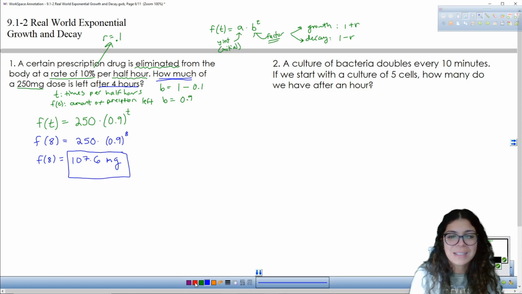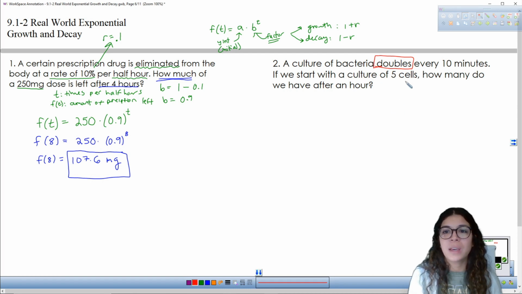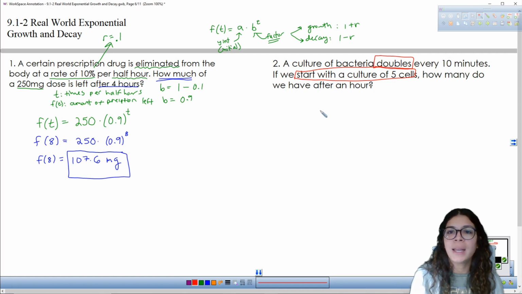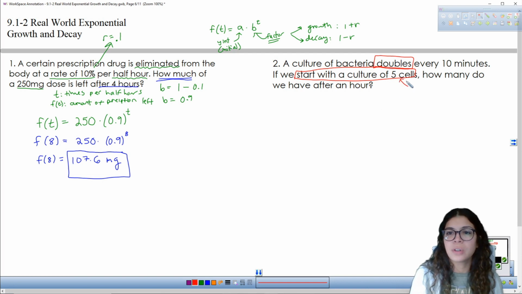All right, let's take a look at number 2, and then I have a couple for you to try on your own. A culture of bacteria doubles every 10 minutes. If we start with a culture of 5 cells, how many will we have after an hour? Okay. So first, let's go ahead and write our equation, right? Now, this is the initial amount. So A will be 5.